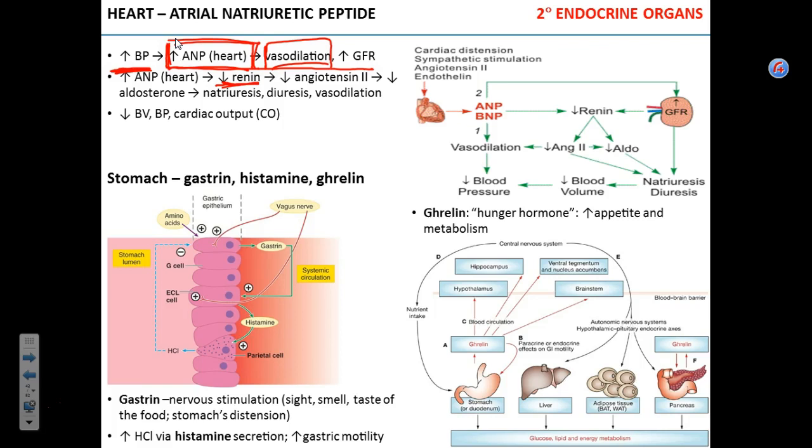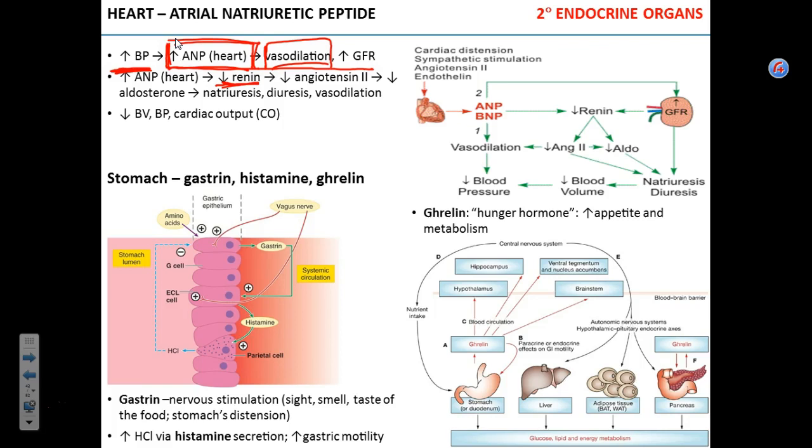Normally, aldosterone retains the ion that is followed by water, sodium. Since aldosterone is low, sodium stays in the urine. Since sodium is in the urine, water is in the urine, you produce large amounts of urine, you decrease the blood volume. Does that make sense? You decrease the blood pressure.